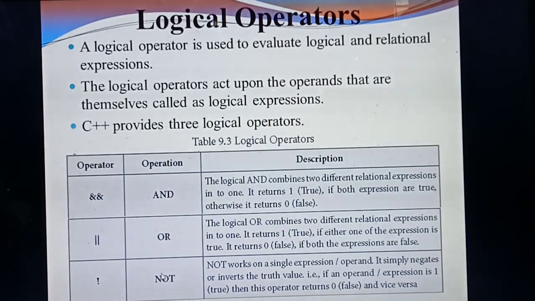Otherwise 0. Likewise they are giving. So based on the expressions, if both the expressions are true, you will get the answer true. Otherwise you will get the answer false. That only they are giving.